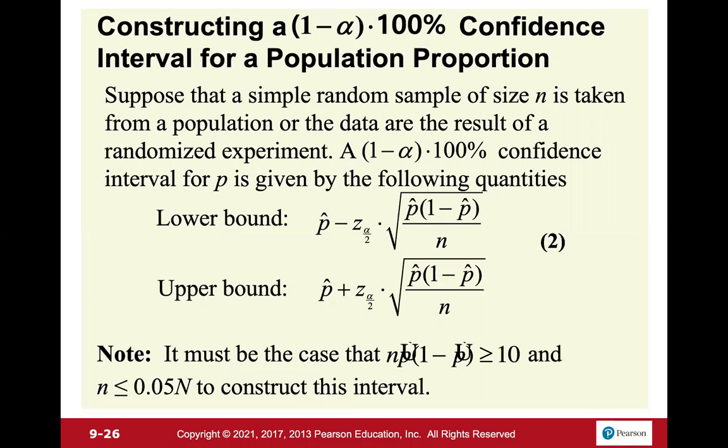So we have to remember this part too. It looks a little crazy, but this is just n times p hat times 1 minus p hat. That value should be greater than or equal to 10. If we have that, and if our sample size is less than 5% of the population, then we can construct an interval in this manner.